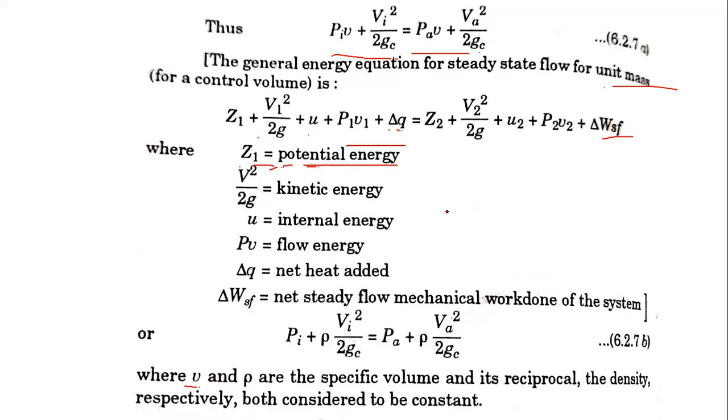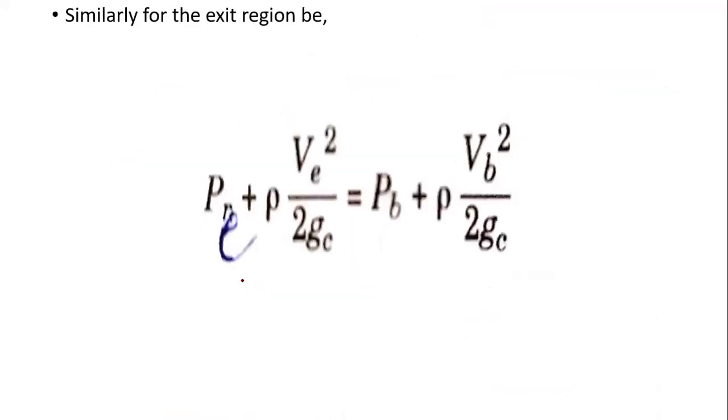Similarly, for the exit region BE, that means at the last region, the exit region, we can write the equation as Pe plus rho into Ve square by 2Gc is equal to Pb plus rho into Vb square by 2Gc. So this is the exit region equation.